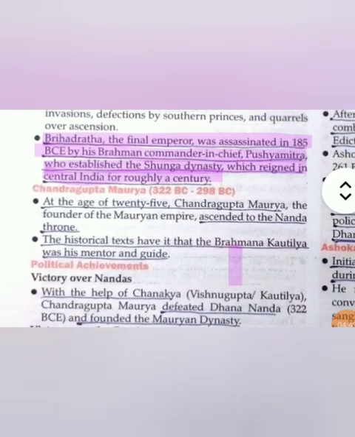Okay, so now one by one we are going to discuss the rulers of the Mauryan Empire and some of their achievements. Number 1 is Chandragupta Maurya. He is the founder of the Mauryan Empire. At the age of 25, Chandragupta Maurya ascended the throne of the Nanda dynasty and founded the Mauryan Empire.